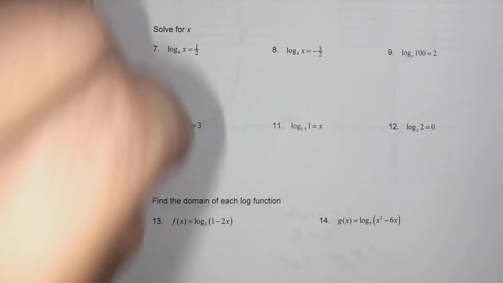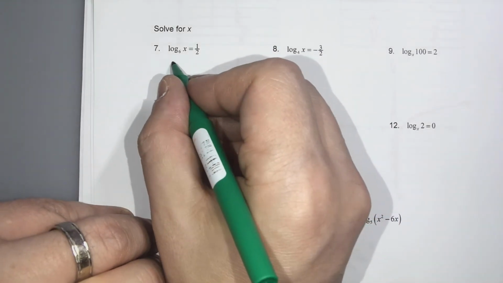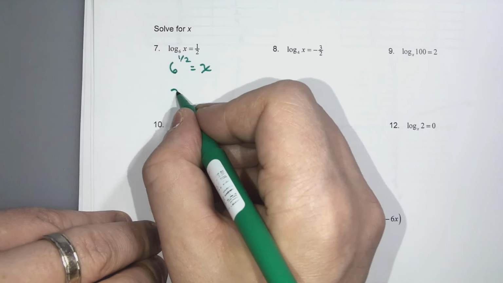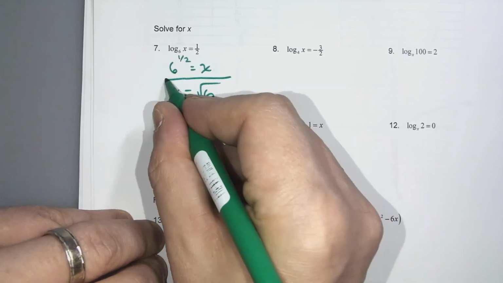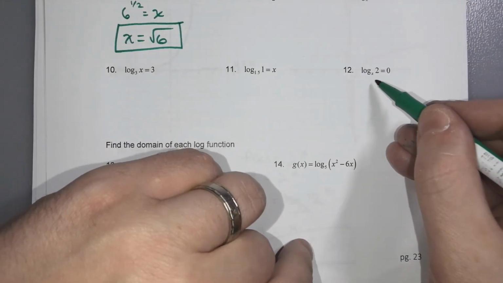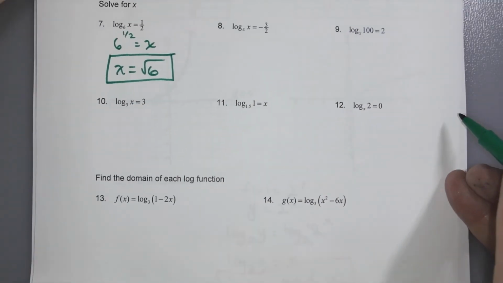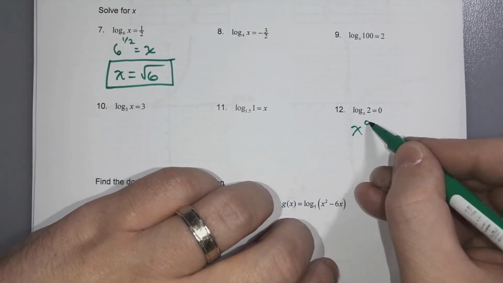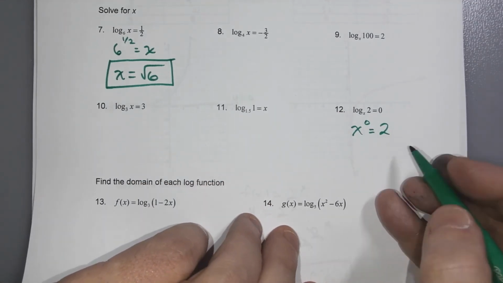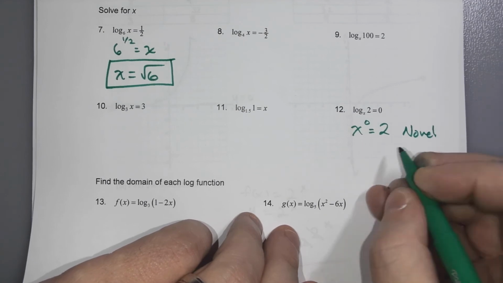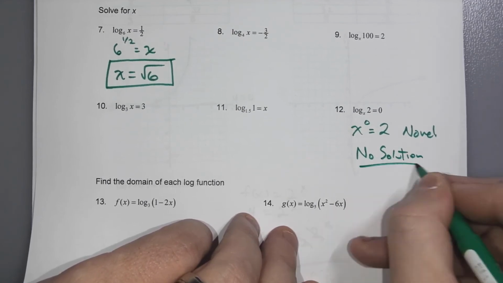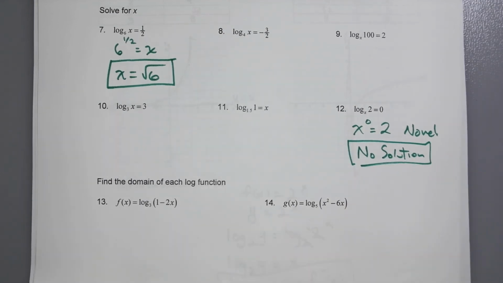Down here, 6 to the power of 1/2 is x. So x is radical 6. Over here, on 12, x to the power of 0 equals 2. What number raised to the power of 0 equals 2? None. So no solution. There is no x to make that one work.